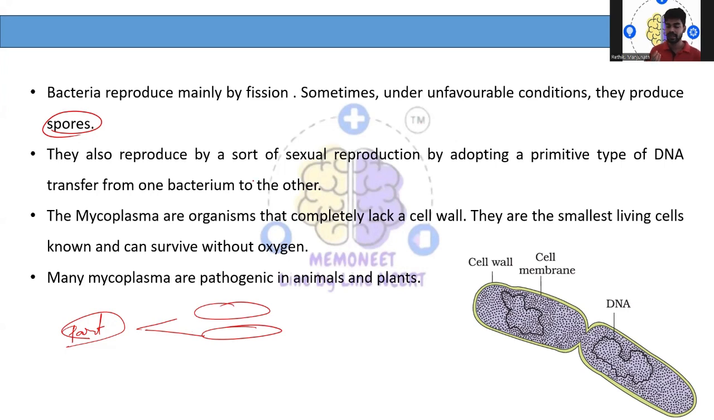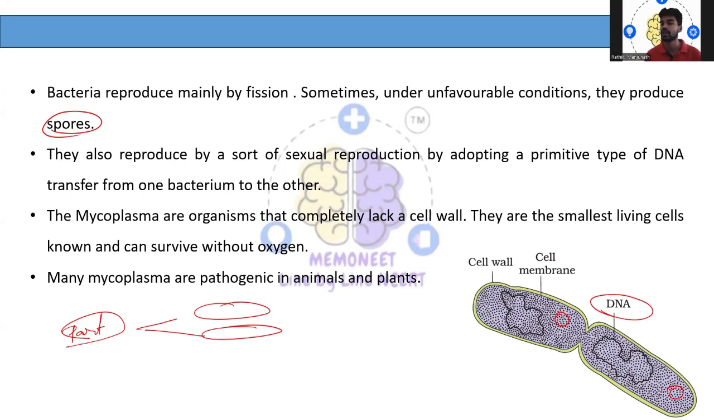When it comes to the sexual reproduction mode, bacteria adopt a primitive type of DNA transfer from one bacterium to another. Again, in bacteria, DNA is the genetic material. Single-stranded DNA will always be the genetic material. Bacteria also have plasmids. If it has a cell wall, a cell membrane, the genetic material DNA, it will also have the plasmids anyhow. One example is the organism mycoplasma.